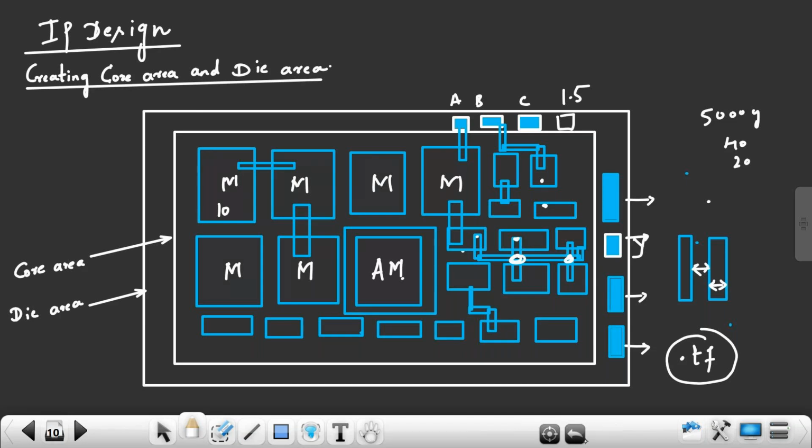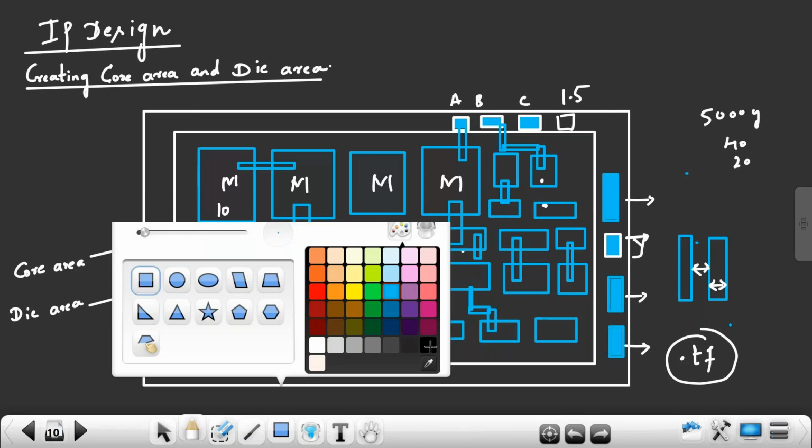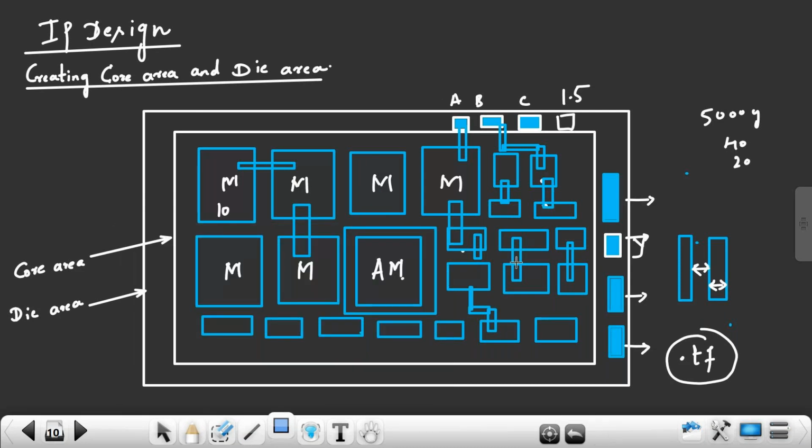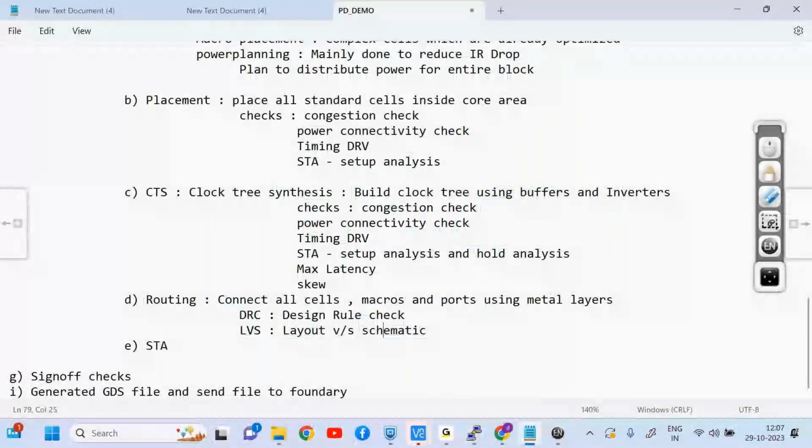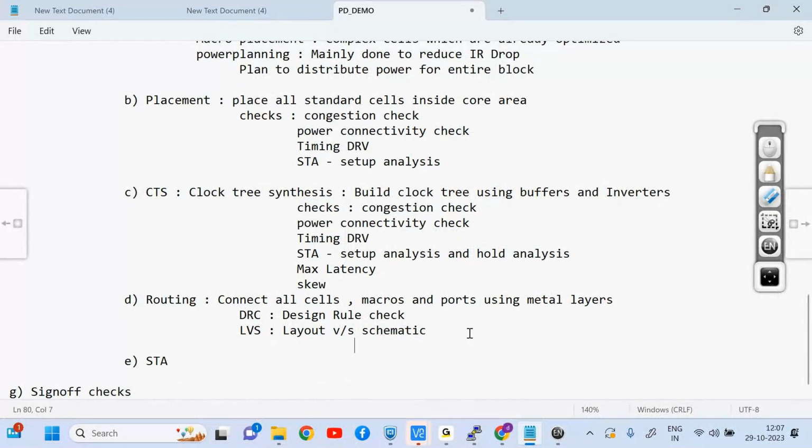So the connections that are present in the netlist, the same connections should be present in the layout also. Layout means this physical design. That is called layout versus schematic. That check we will do. So layout versus schematic can report shorts and opens.